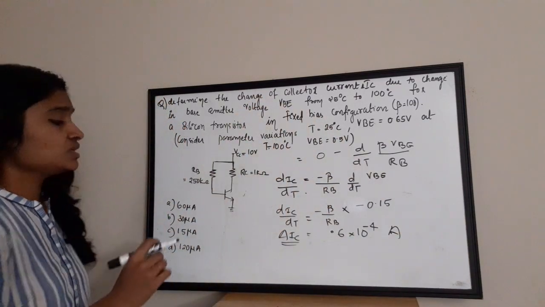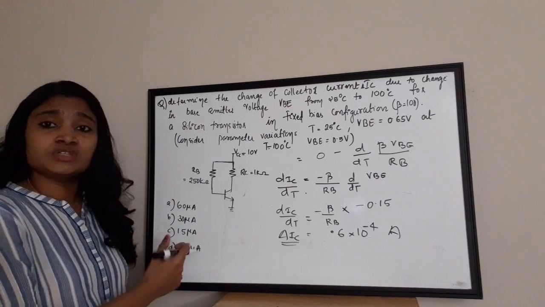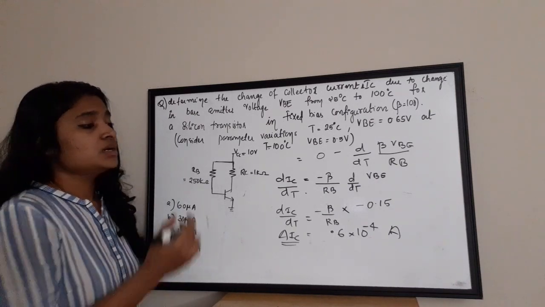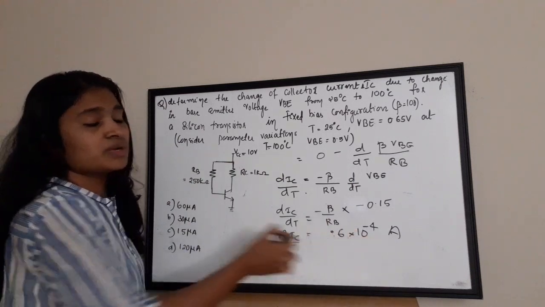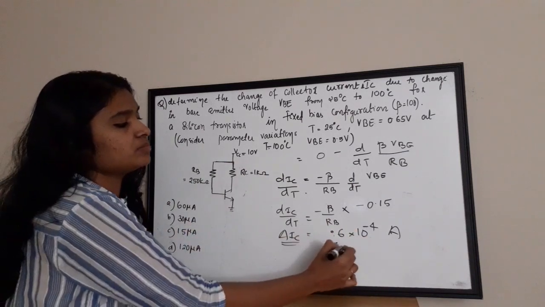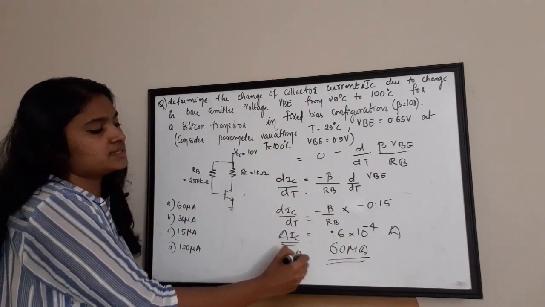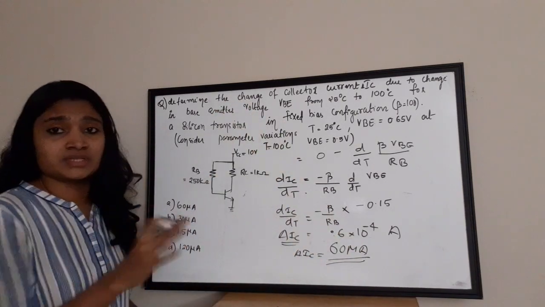This is a current change. So, the values are given in which unit? It is given in microampere. So, we need to find a microampere current. So, 0.6 into 10 raised to minus 4 can be written as 60 microampere is your answer. So, this is your delta IC value. I hope this question is clear.